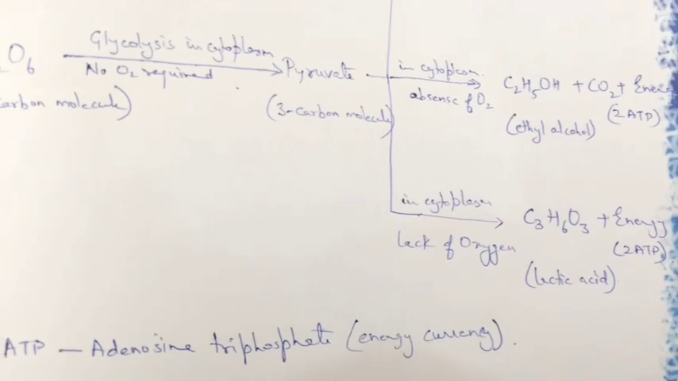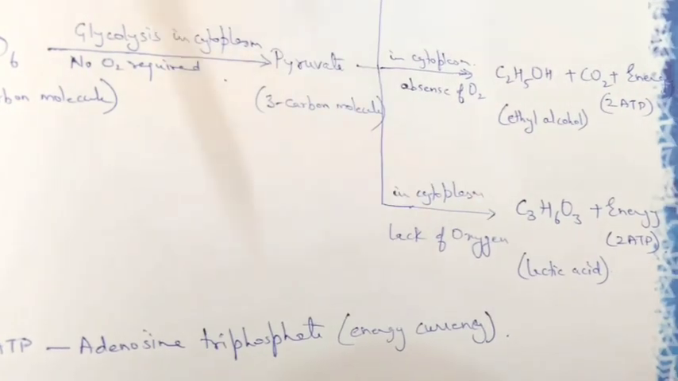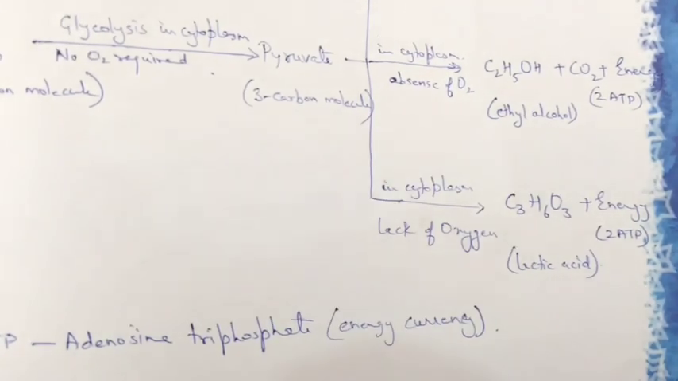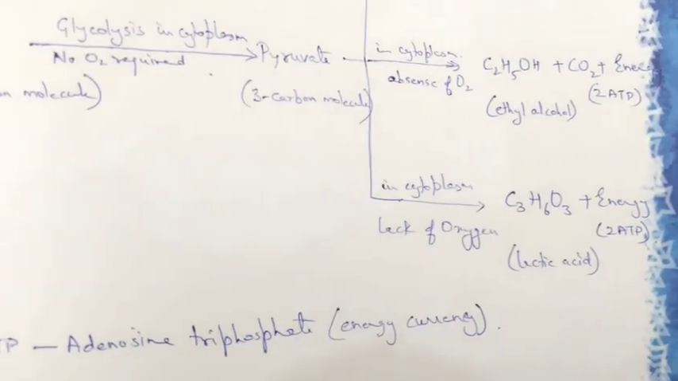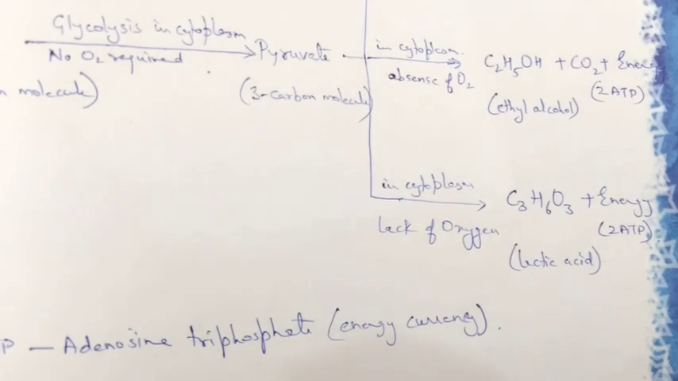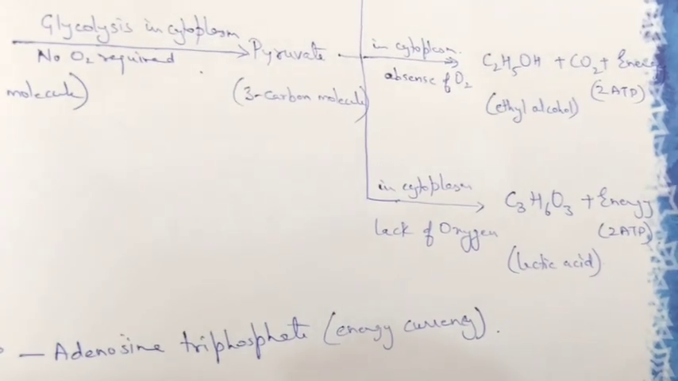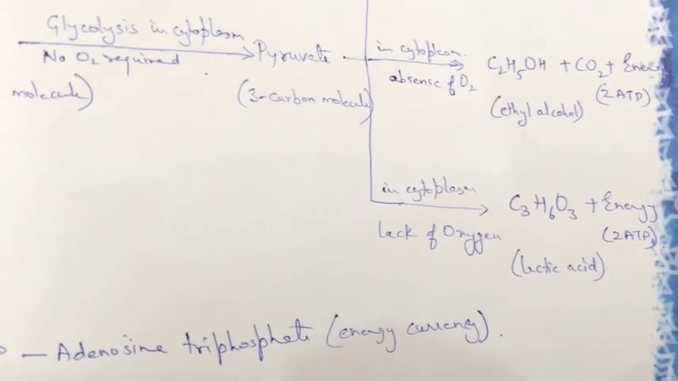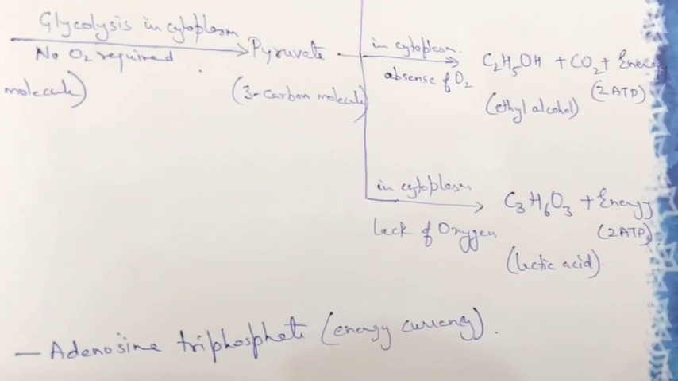Now, during the last one, when lactic acid is produced, there is a sudden buildup of lactic acid in our muscles which leads to muscle cramps. After exercise we feel a lot of pain in the muscles, right? It is because of the formation of lactic acid in our muscle cells.